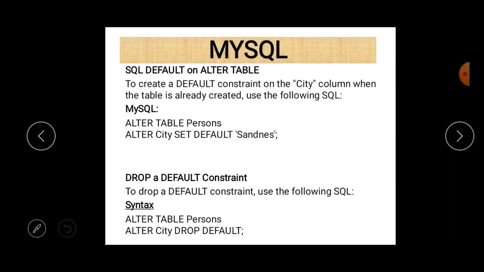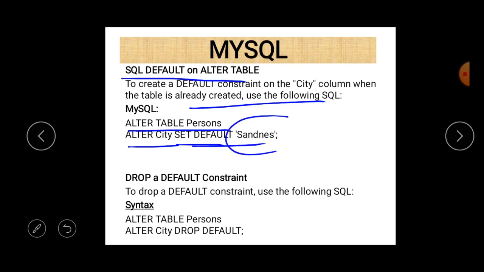Now the default on alter table. SQL default is also a constraint. So to create a default constraint on the city column when the table is already created, use the following syntax: alter table person alter city set default. So we set a default value here, and if no city name is given, then the default value is considered.